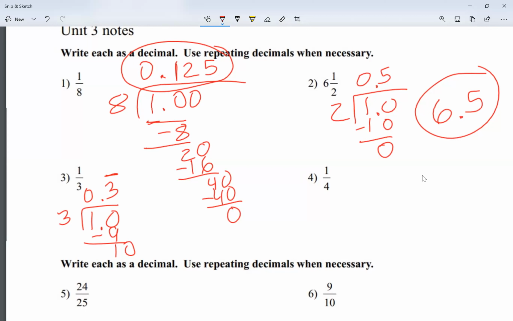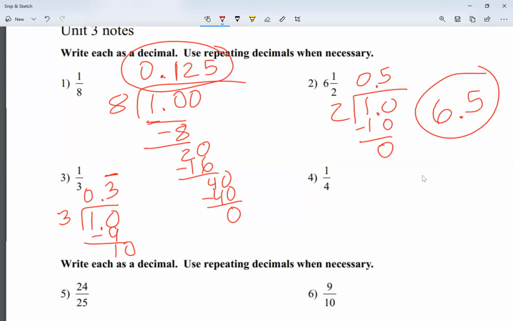We could have done it this way: 3 goes into 10 3 times, but then my remainder is 1. I bring the next 0, and then 3 goes into 10 over and over and over. So again, I'm going to stop once my remainder is 0, or I start repeating the question.